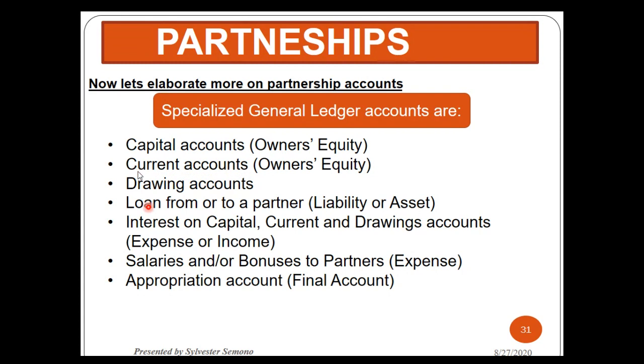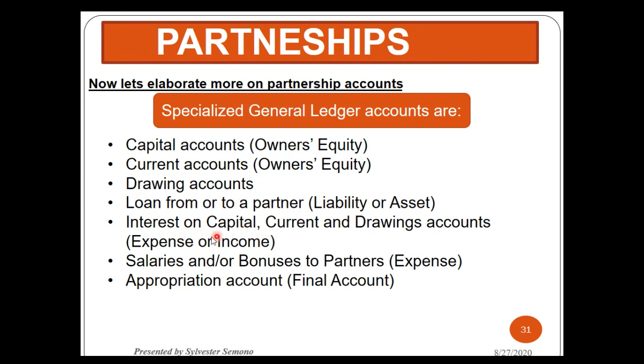Current accounts. Sometimes you've got a loan from or loan to partners. Sometimes the partnership can grant a loan to the partners. It means that amount of money will be owed to the business, so it will be classified as an asset. But sometimes the partnership can acquire a loan from a partner, so that will be a liability for the business. In the partnership, by the time you record in the books of accounts, you will realize that there is something called the partnership agreement.